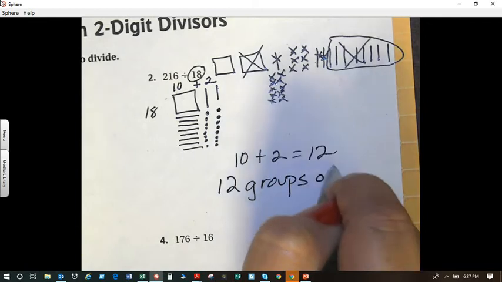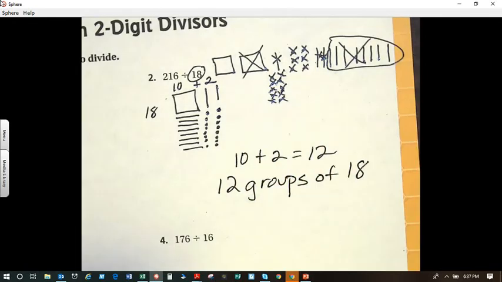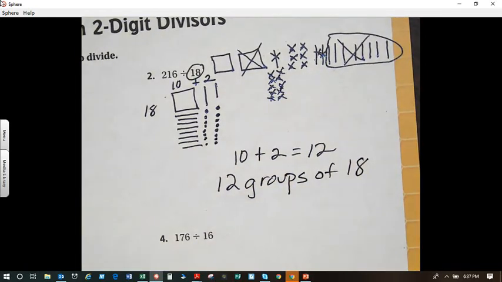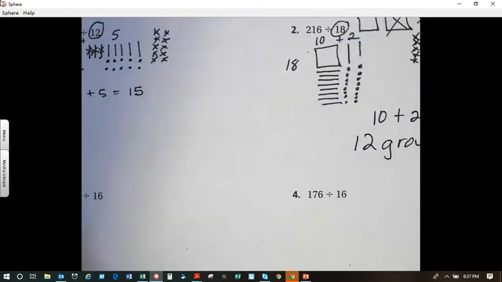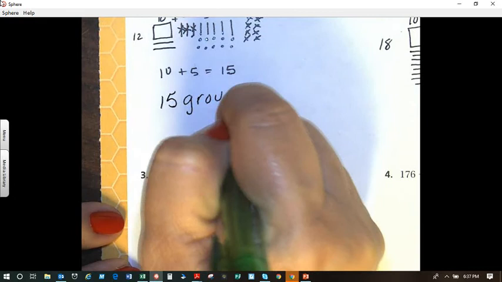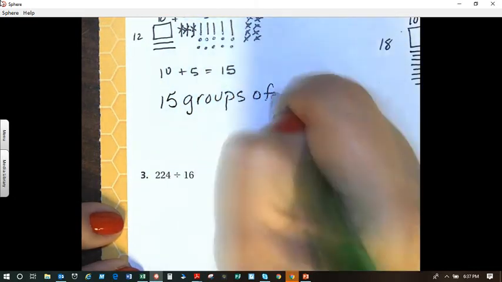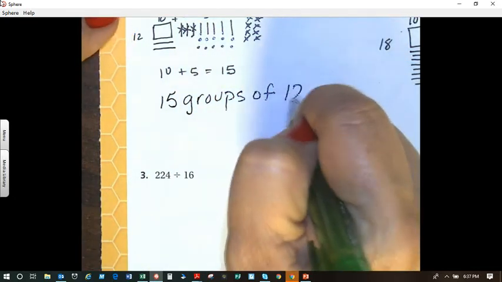of 18. Okay? So make sure that you pause it, replay this to make sure that you completely understand. All right, and over here for the number 1, I'm going to write in that I have 15 groups of, and remember it was 12 in each group.